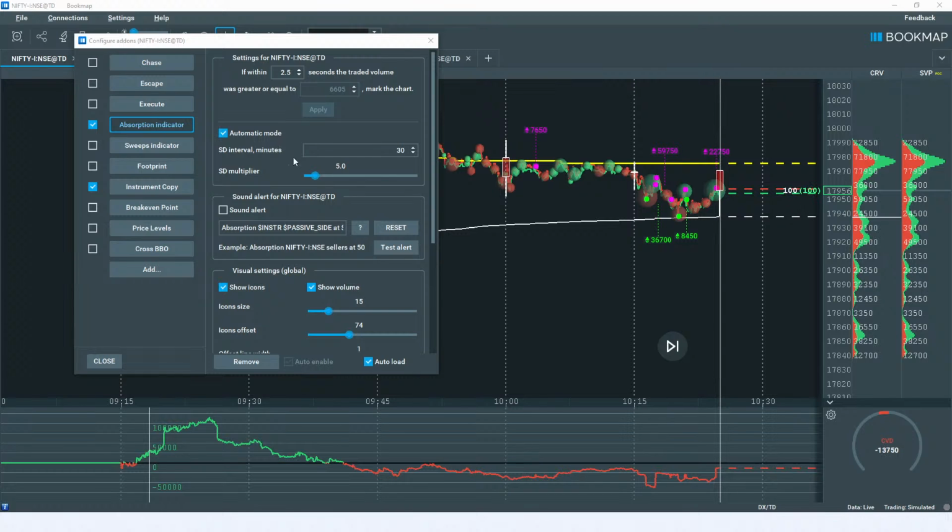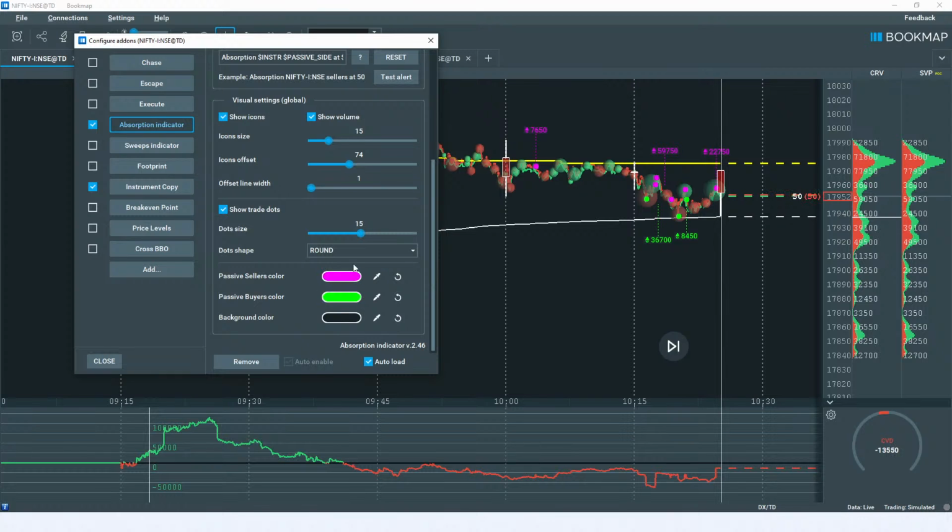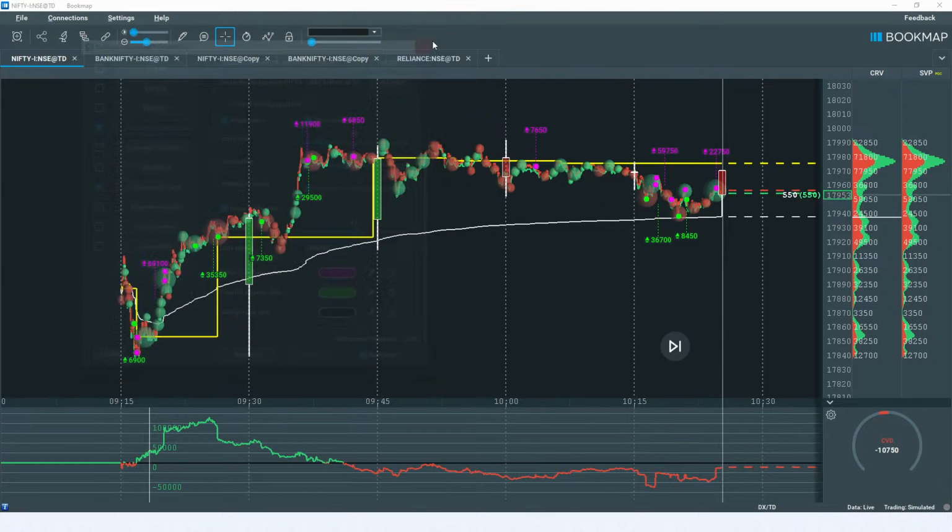When you use the automatic mode, this particular quantity will be adjusted automatically according to the dynamics of the market. All right. So if this is clear to you, you can change all this appearance setting according to your needs. So basically, the absorption indicator will help us to identify the passive activity in the market. So now comes the question, how can we use all this information and take effective decisions?